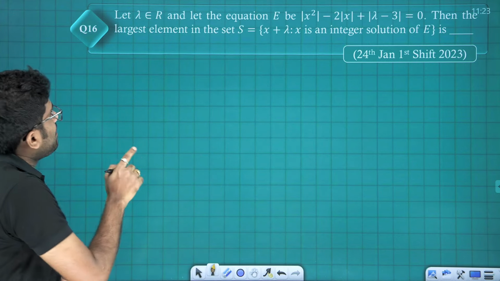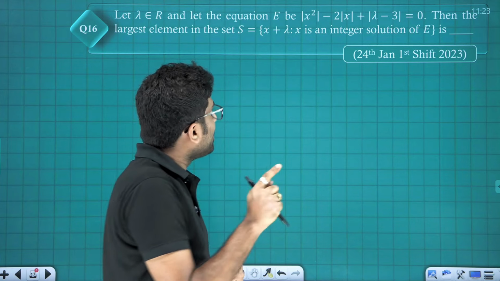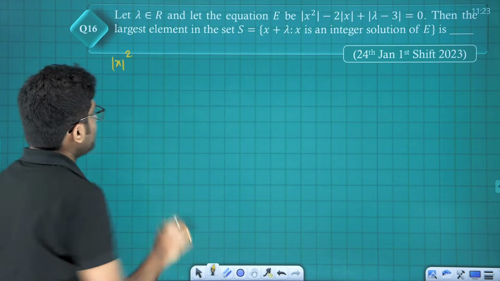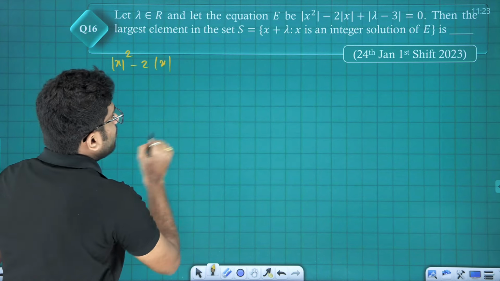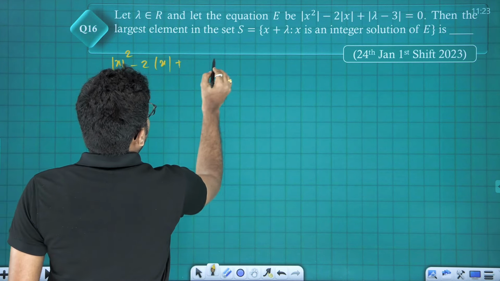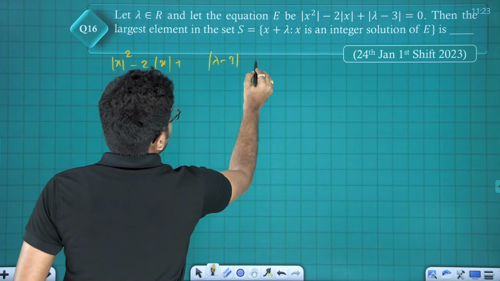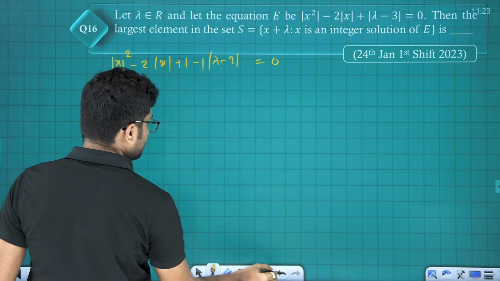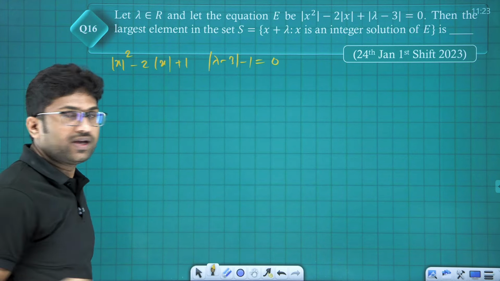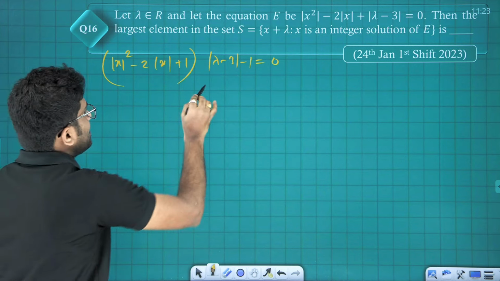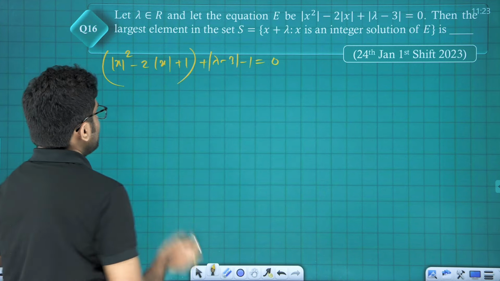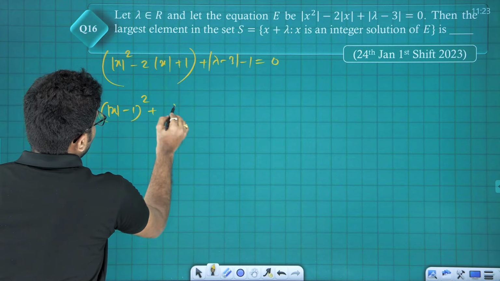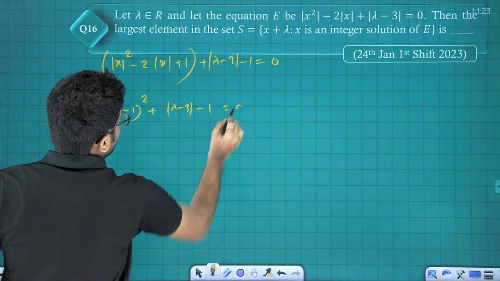Next question. Let lambda belong to R, and the equation is mod x whole square, mod of x square, or mod x whole square is the same, friends. So mod x square minus 2 times mod x plus mod of lambda minus 3 is equal to 0. For that, what I am doing is add 1, subtract 1. Why? To see this can be completed as a square, friends. This can be completed as 1 square. So we can write it as mod x minus 1 whole square plus mod of lambda minus 3 minus 1 is equal to 0.